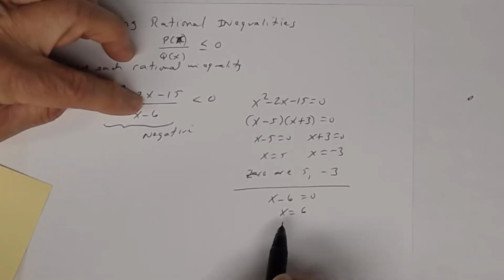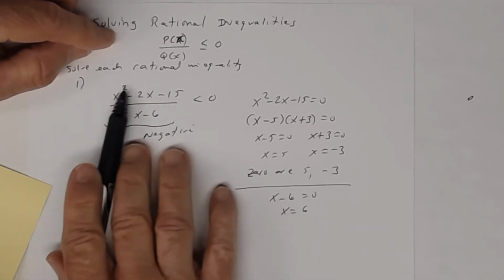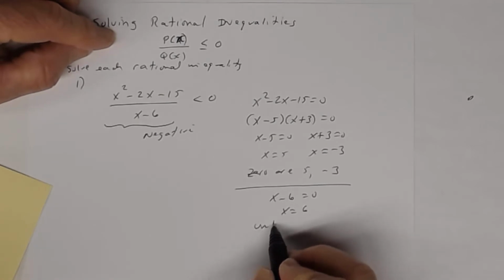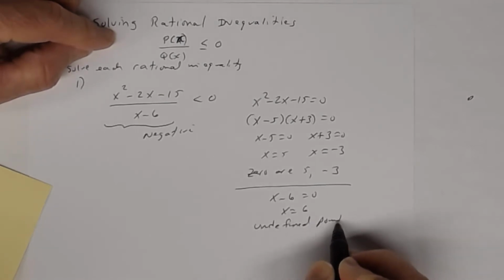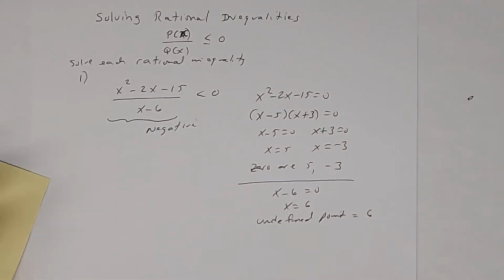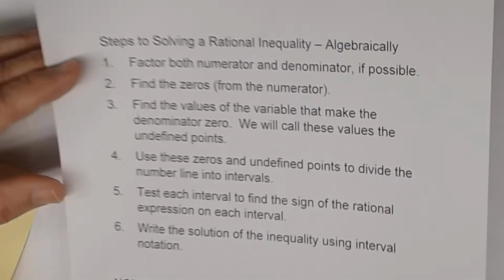But be careful. This 6 here makes this rational expression undefined. So we're going to call this the undefined point. And that's going to be important in a little while. So the undefined point is 6. So notice I have 2 zeros and 1 undefined point. Okay? Now, the next thing we're going to do is step 4.